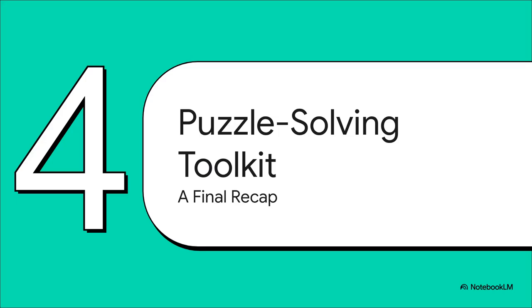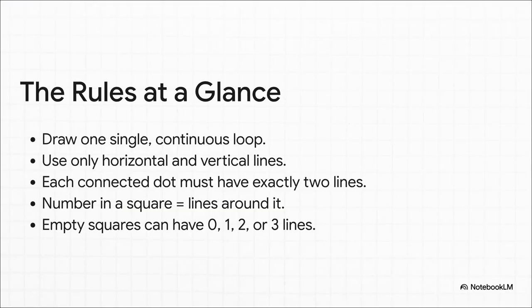We've covered a lot of ground really fast, so before we wrap this up, let's pull all of that information together into your official puzzle-solving toolkit with a quick final recap. Here it is, everything you need to know. Remember, you're drawing one single continuous loop. Only use horizontal and vertical lines. Keep it straight. Every dot that's part of your loop must have exactly 2 lines connected to it. The number inside a square tells you precisely how many of its sides are part of that loop. And finally, those empty squares are your wildcards. They can have 0, 1, 2, or 3 lines. That's it. Those are all the rules.